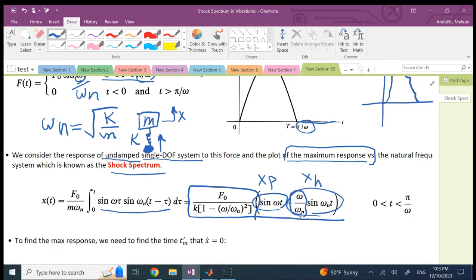Now, if you have sustained oscillation, then this x of h stays, because that's what you have here. The system is undamped. So x of h does not go to 0. Okay, it does not. But if there is a damping in the system, this x sub h will converge to 0. X sub p does not.